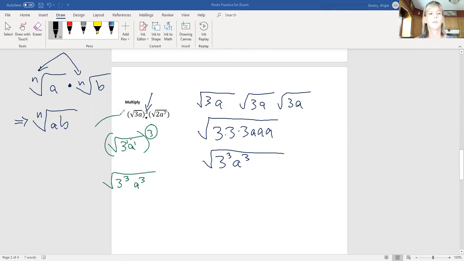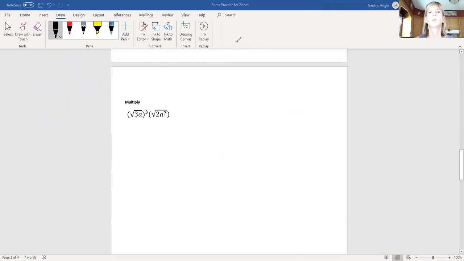So I like this a lot better. So I'm going to clear this and start over. But you first need to deal with this exponent. You can't be putting them underneath. So we're going to have a 3 cubed times A cubed. Then you have a square root of 2A to the 7th.